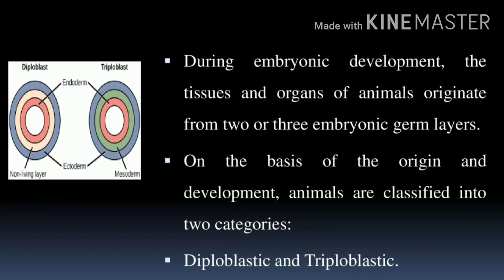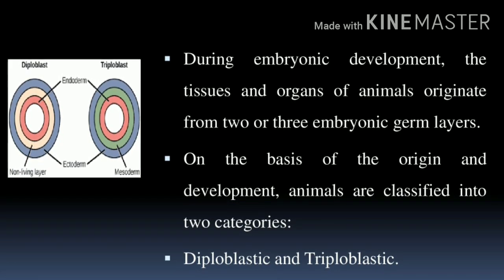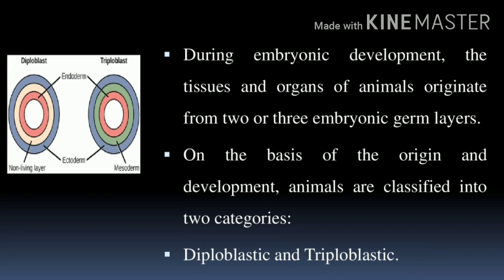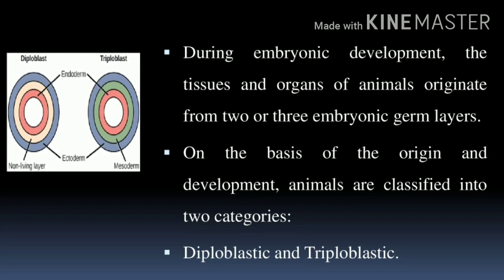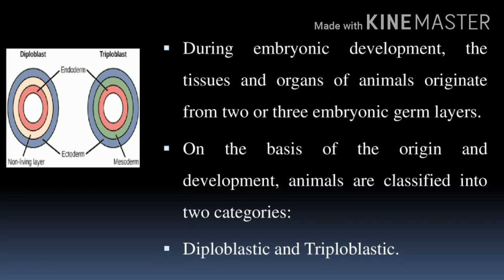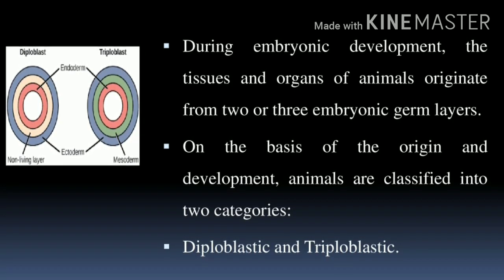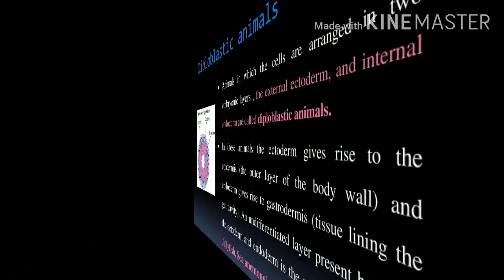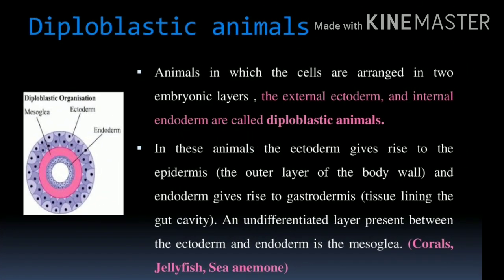What is the role of the triploblastic and diploblastic layers? They are responsible for the origin and development of organs. So the animals are classified into two categories: one is diploblastic, another one is triploblastic. Can you understand? This is an important 2 mark question. So what are diploblastic animals and triploblastic animals?